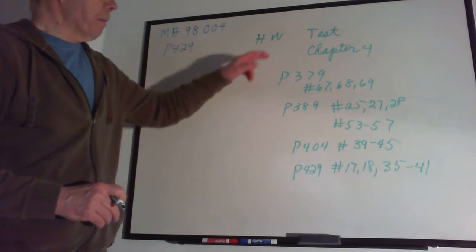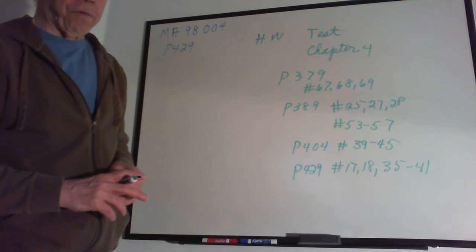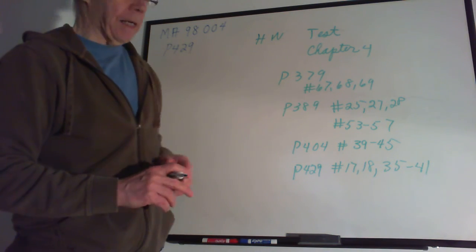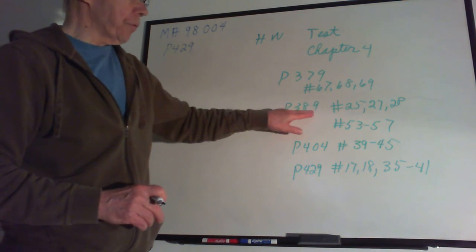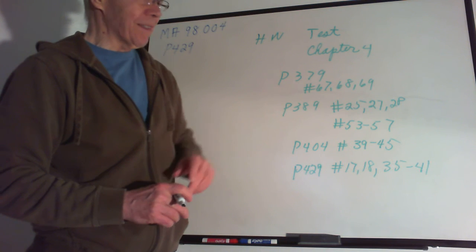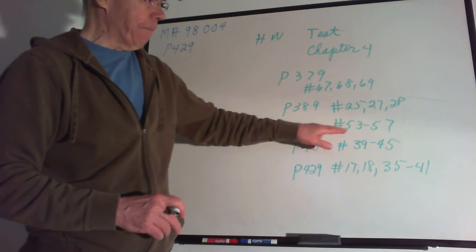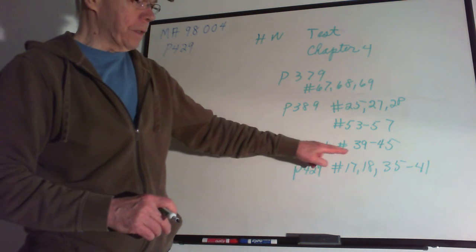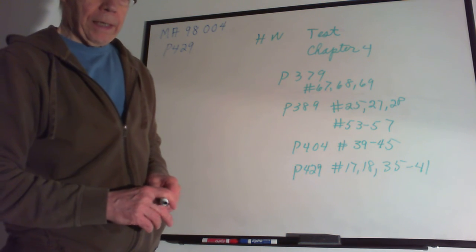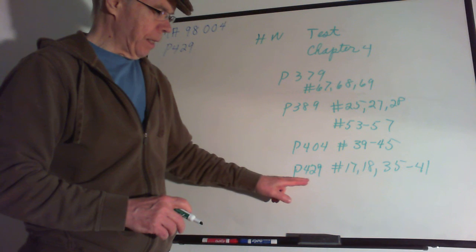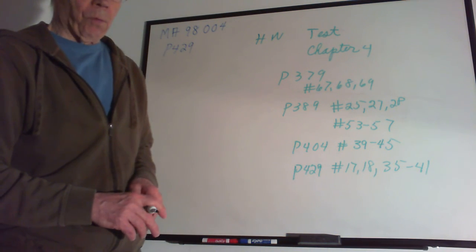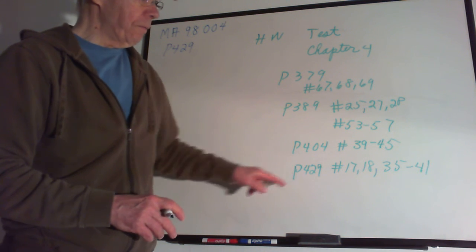All right, your homework assignment. You're going to get a test on chapter 4. Page 379, numbers 67, 68, 69. Page 389, numbers 25, 27, 28, and 53 through 57. Page 404, numbers 39 through 45. Page 429, numbers 17, 18, and 35 through 41. This is in chapter 5.